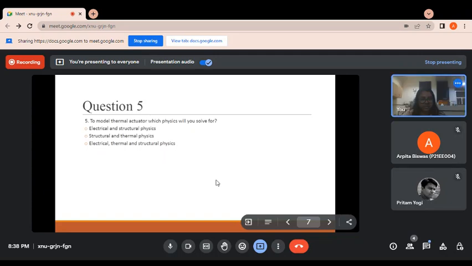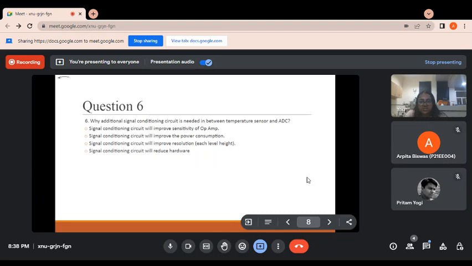So what is the right answer? Preetham? I think option 4. Yes, the electrical, thermal and structural physics.